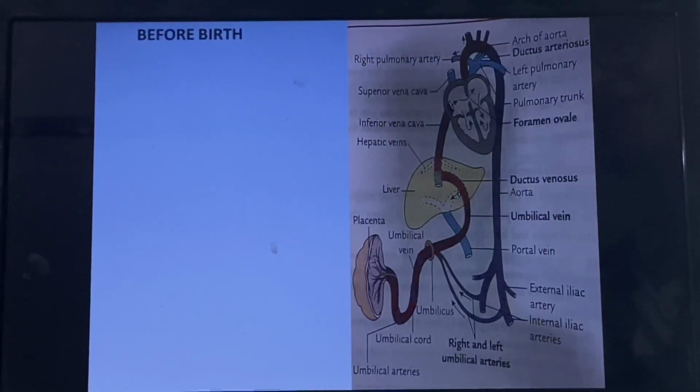Now see the diagram. I told you the main components: the umbilical arteries, umbilical veins, placenta, then ductus venosus, then foramen ovale, then ductus arteriosus. So I told you these important components of the fetal circulation. Now how does the fetal circulation happen?